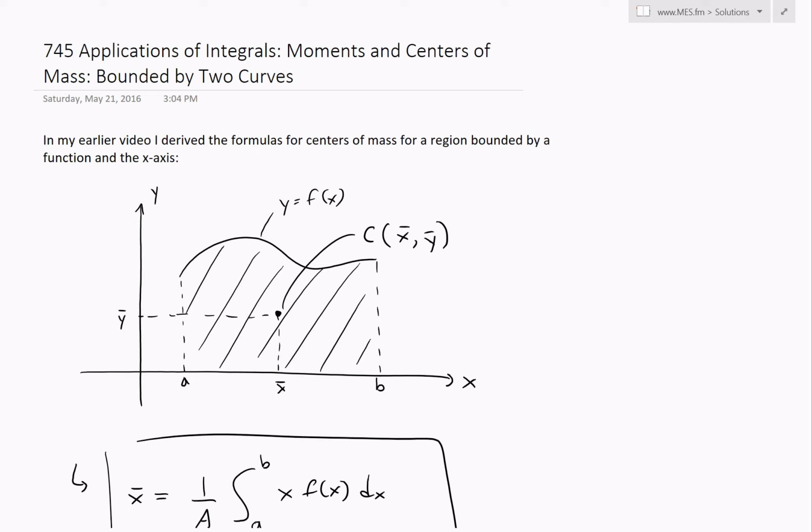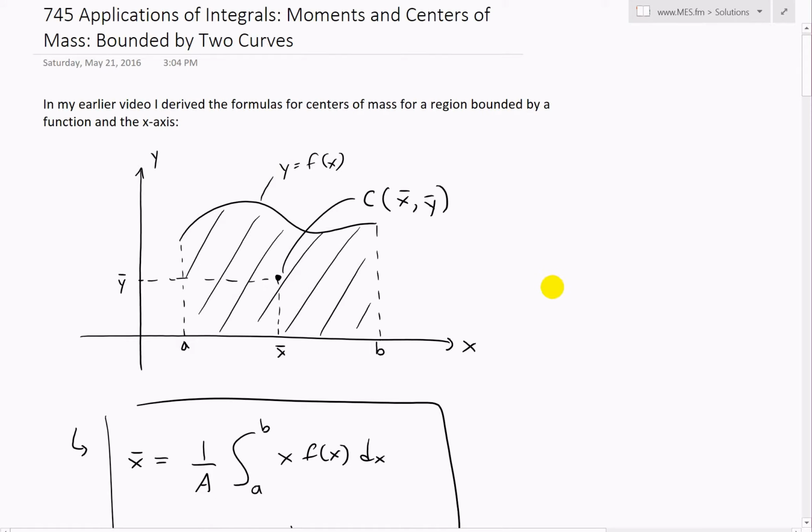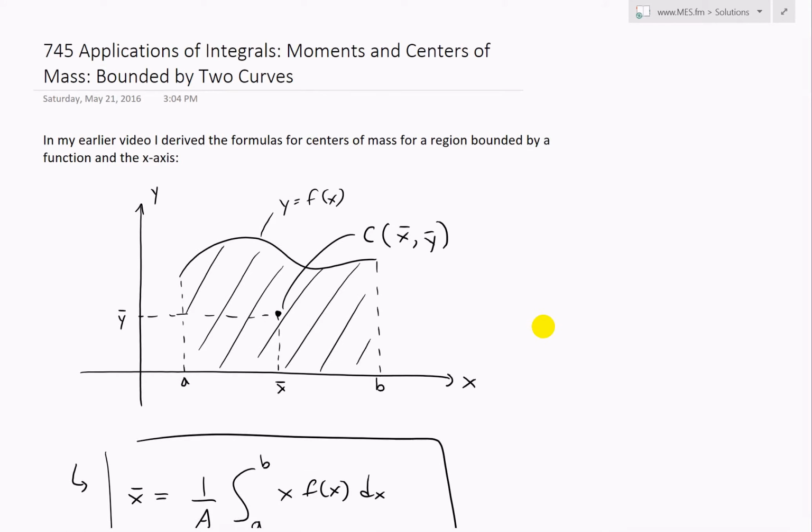Time to discuss further applications of integrals and look further into moments and centers of mass. Now look at the case where the region is bounded by two curves, as opposed to a curve and the x-axis. Basically, in my earlier video, I derived the formulas for centers of mass for a region bounded by a function and the x-axis, such as this one here.